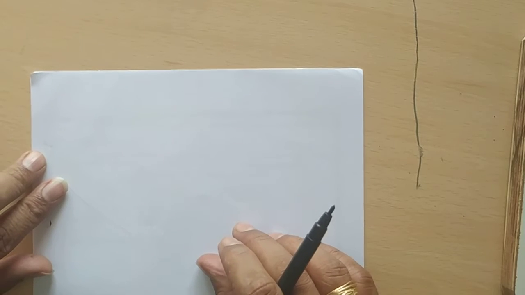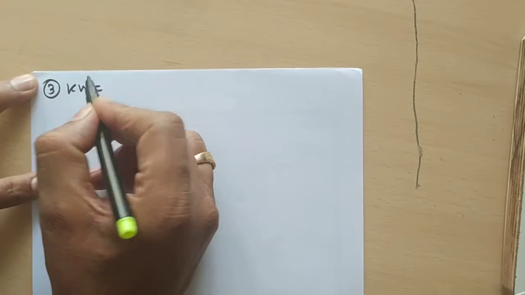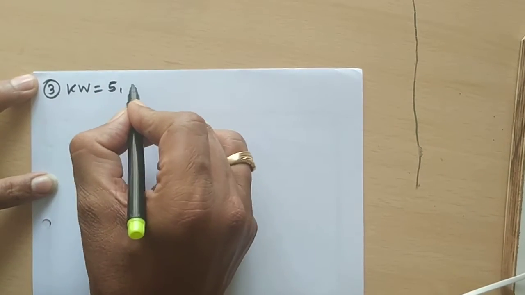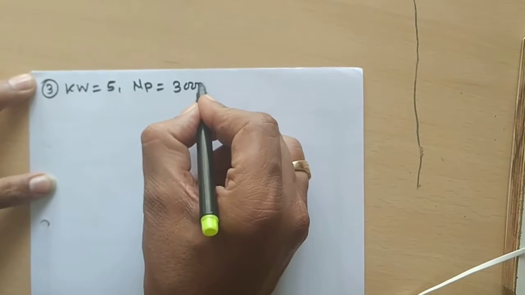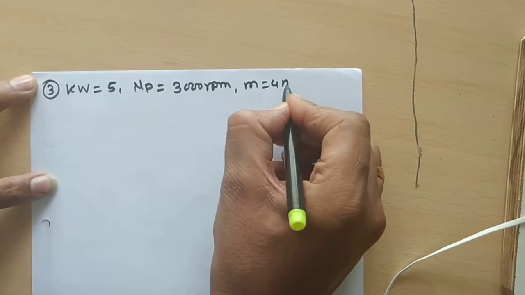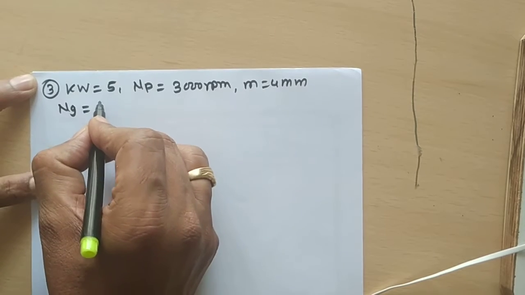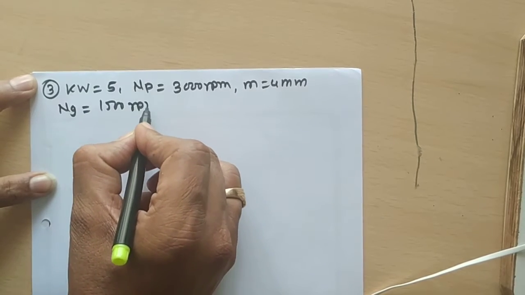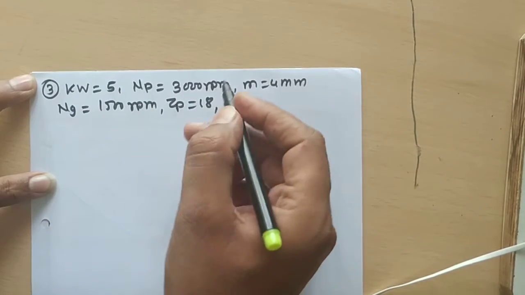Now we are going to solve the third problem on spur gear. For this, the rated power is given as 5 kilowatt, which is transmitted at 3000 rpm. The module is given as 4 mm. The speed of the gear is given as 1500 rpm. The number of teeth ZP is given as 18.